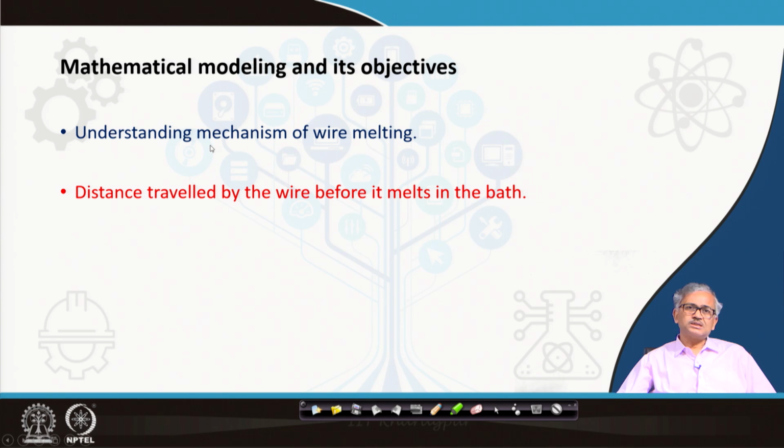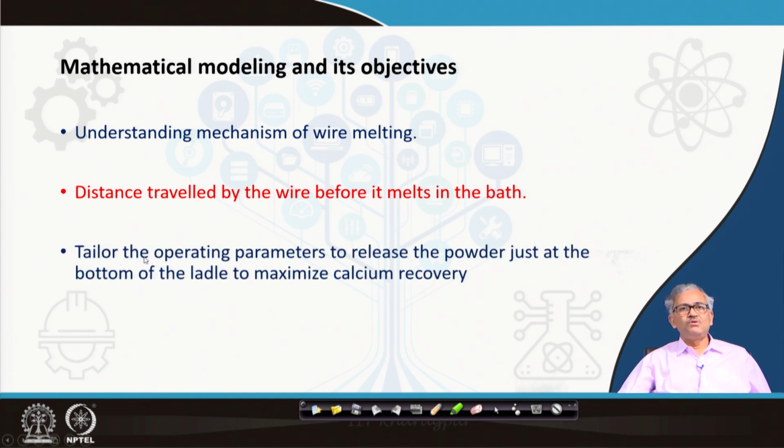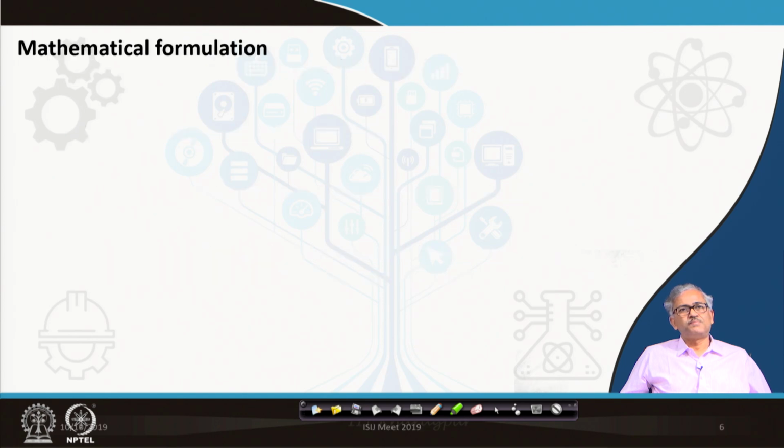So, these are the objectives: understanding the mechanism of wire melting, the distance traversed by the wire before it melts in the bath, and tailoring the operating parameters finally to release the powder just at the bottom of the ladle to maximize the recovery. This is the major objective of the mathematical model.